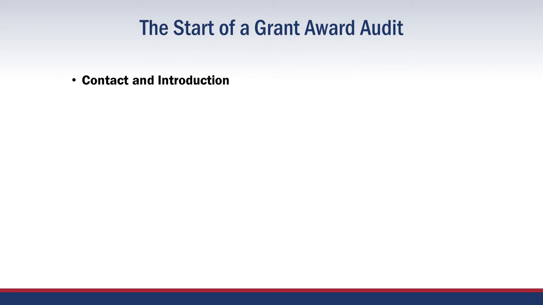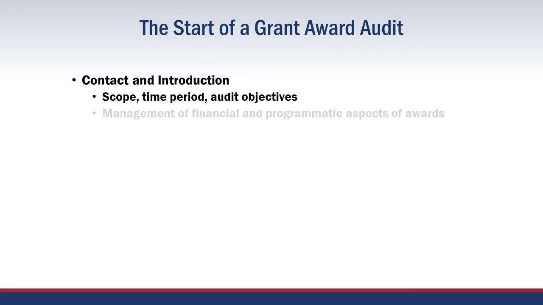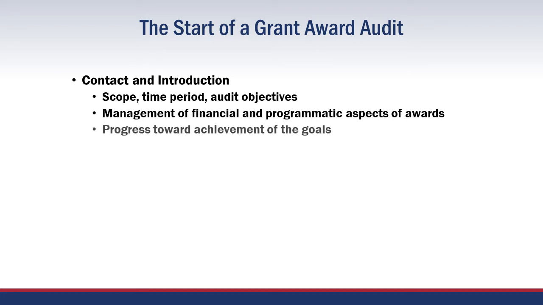If an award recipient is selected for a grant award audit, the OIG Regional Audit Office that will be performing the work will contact the award recipient. The OIG will inform the award recipient of the preliminary audit scope and the time period covered by the audit, as well as the preliminary audit objectives and the awards the audit will focus on. Generally, OIG audits will review award recipients' management of the financial and programmatic aspects of the award program to determine compliance with the terms and conditions of the award and awardees' progress toward achievement of the goals of the award.